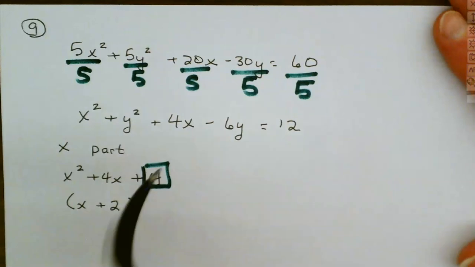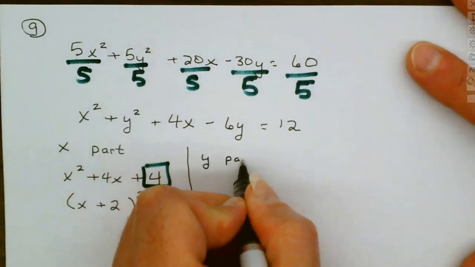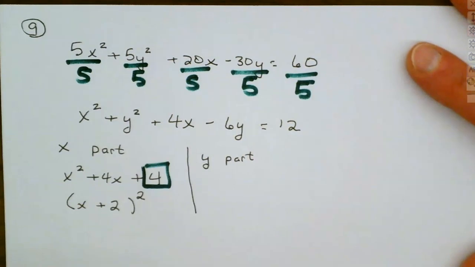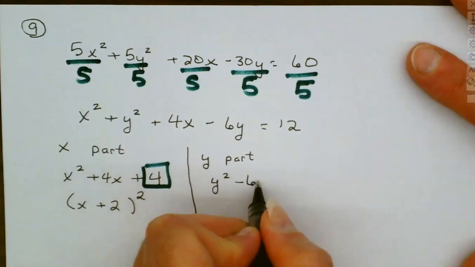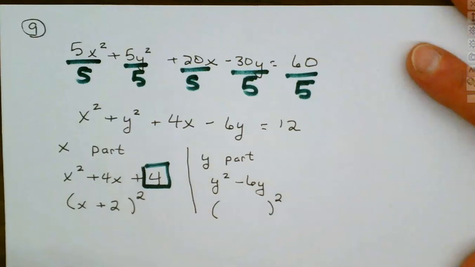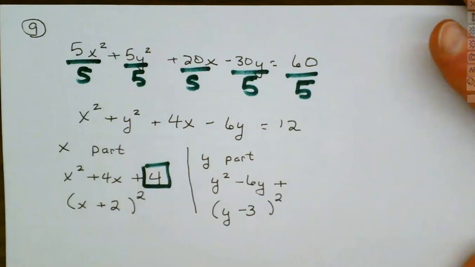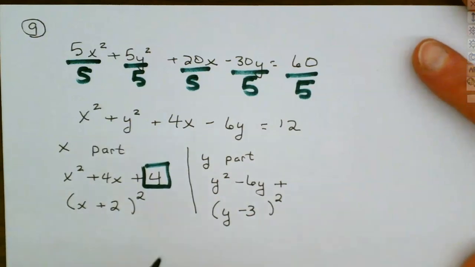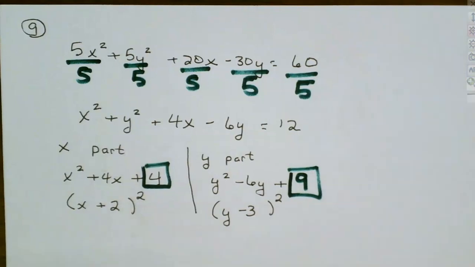Now we do the other one. The y part. Okay, for the y part, what do we have? Y squared minus 6y. So what's half of negative 6? Minus 3. What are we going to have to add back in to force it to factor? 9. Okay? Is everyone all right with that so far?